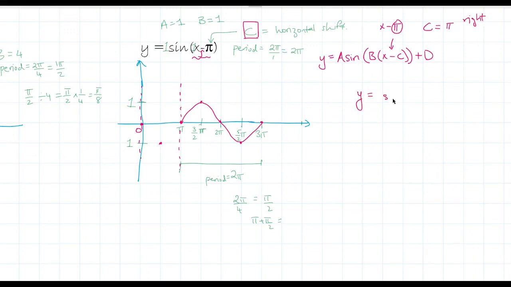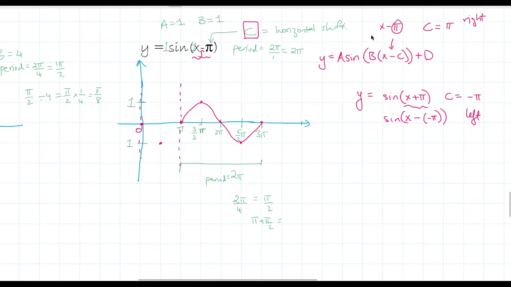If instead we had a question that looked like sine x plus pi, then our c value would be negative pi, because this is the same as x minus pi. Because negative and negative gives us positive. So because c is minus pi, that would mean we are moving to the left from 0. And we would have started our graph from negative pi over here rather than positive pi.